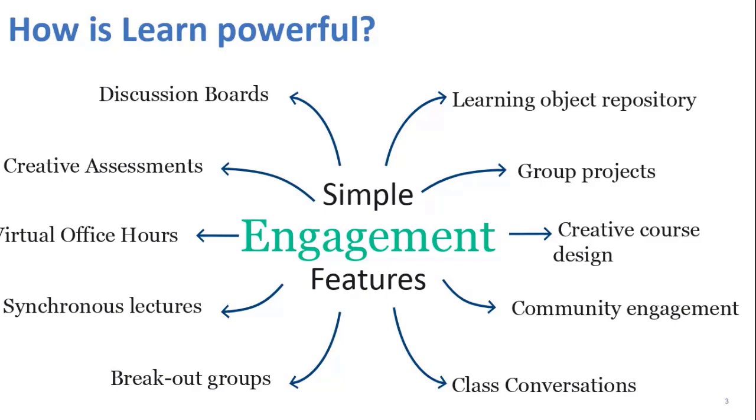When we're talking about student engagement, we're going to look at all of these different kinds of features that we have available to us. So creative assessments and virtual office hours, that would be a Collaborate thing that we could do, just like we're meeting here today, as well as synchronous lectures, the ability to talk one-on-one with your students, the ability to talk in a group of students and do all that differently. We also can look at group projects in both the Ultra course itself and here inside of the Collaborate room, where you can do group projects and have group sidebar conversations.